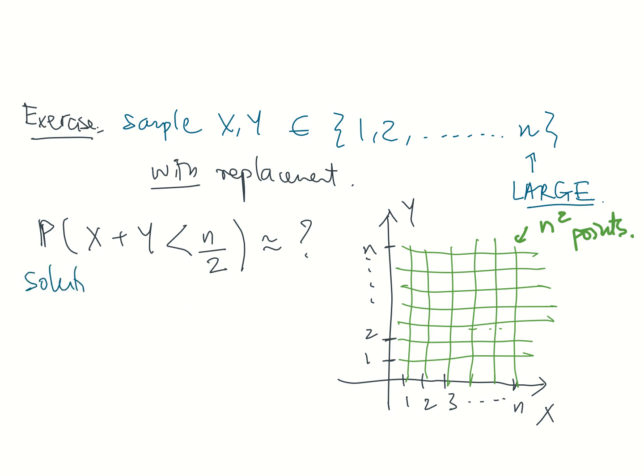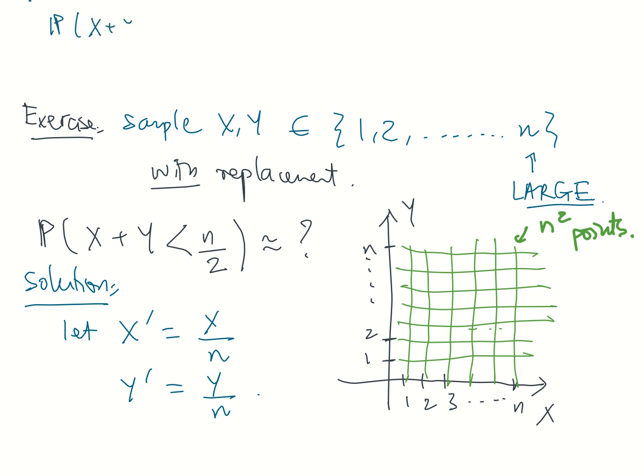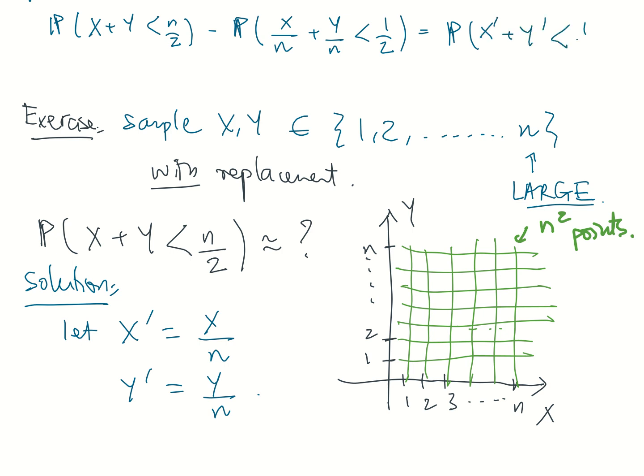For ease of visualization, let's normalize. So we work with X prime, which is X over N, and Y prime, which is Y over N. Then the probability that X plus Y is less than N/2 is the same as the probability of X over N plus Y over N being less than a half, which is equal to the probability that X prime plus Y prime is less than a half. The point of the normalization is now X prime and Y prime take values between 0 and 1 at increments 1 over N.